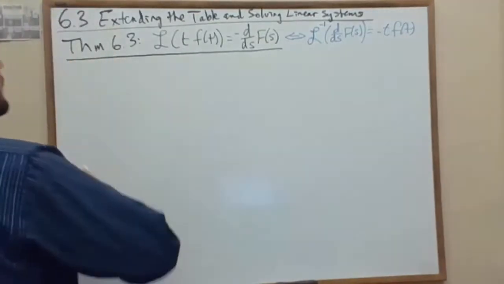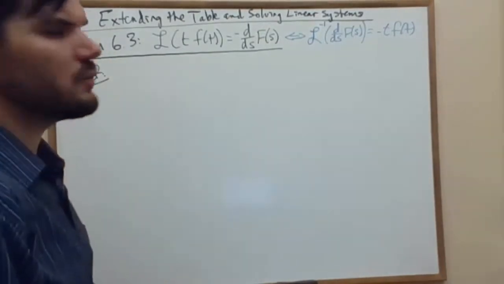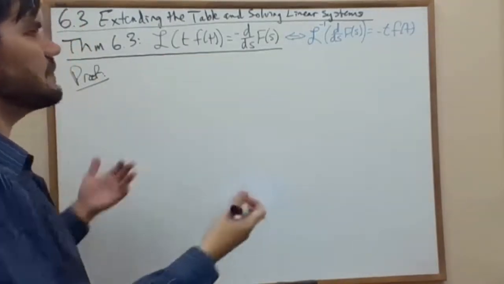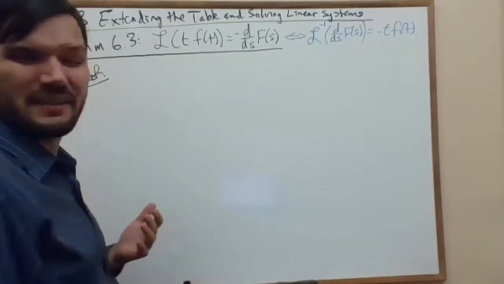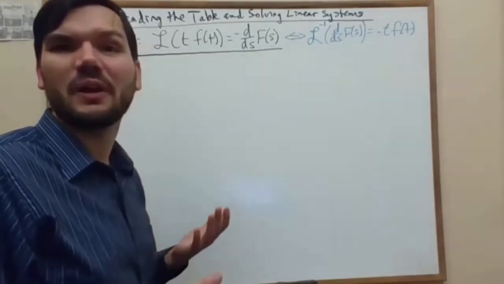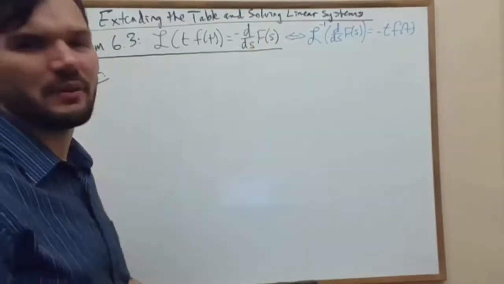So in our proof, we will show that one side is equal to the other. And it may feel like we should start with the transformed side and multiply by t, but that's actually more complicated than taking the derivative of capital F.